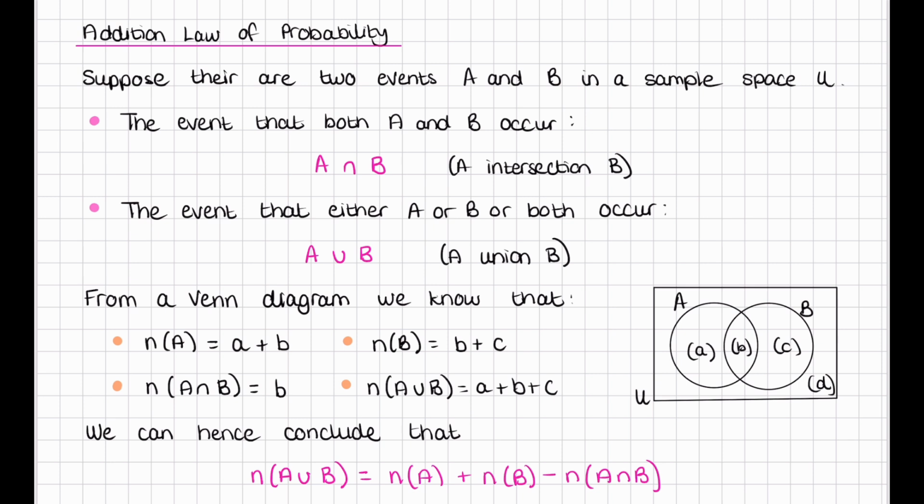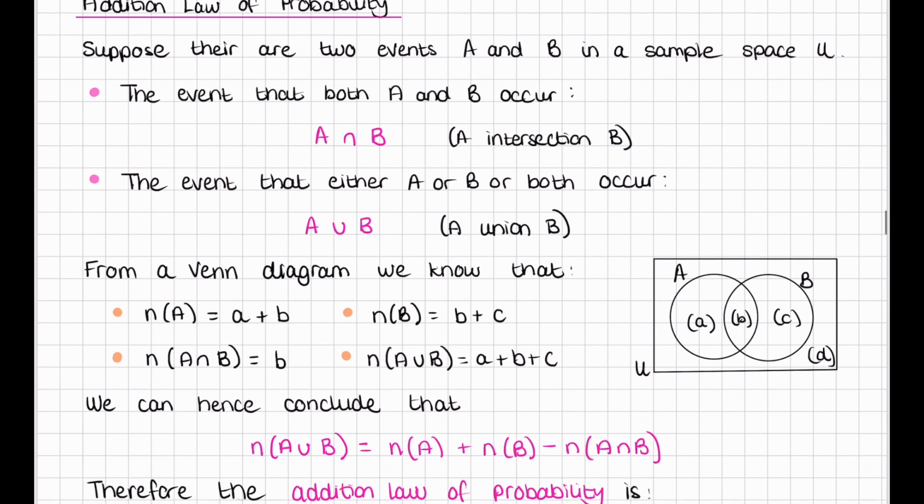Now, if we look at this little Venn diagram here, from this we know that the number in A is a plus b, because A is the whole circle of A, so it would be these two values added together. Then the number in B is b plus c, because they're the two values that are in the circle of B. The number in A and B is the intersection, so just the b in the middle. And A or B is everything in the circle, so a plus b plus c.